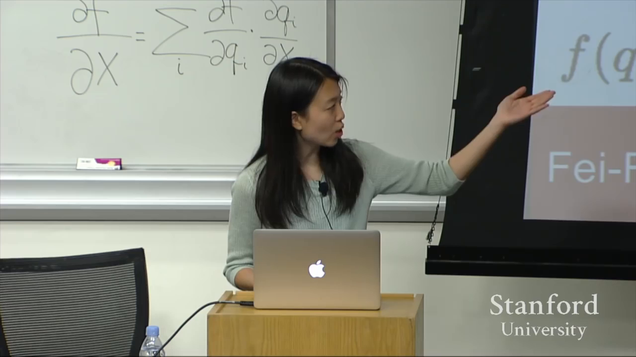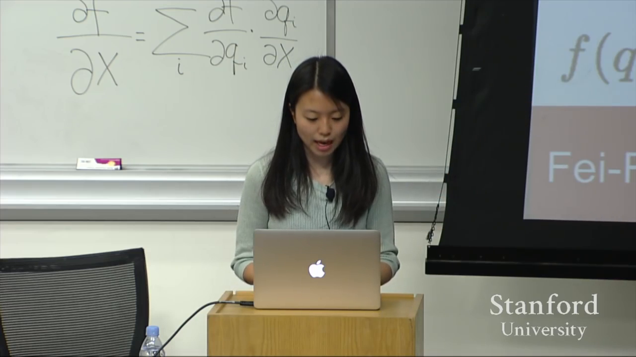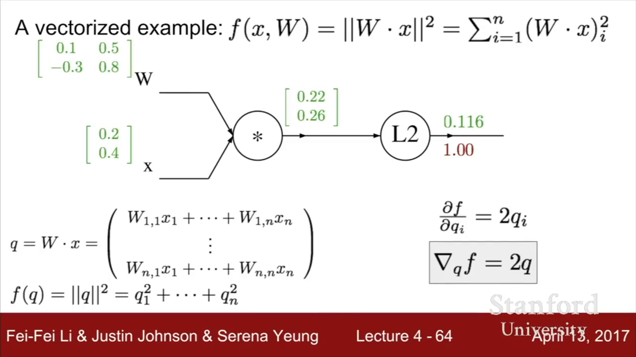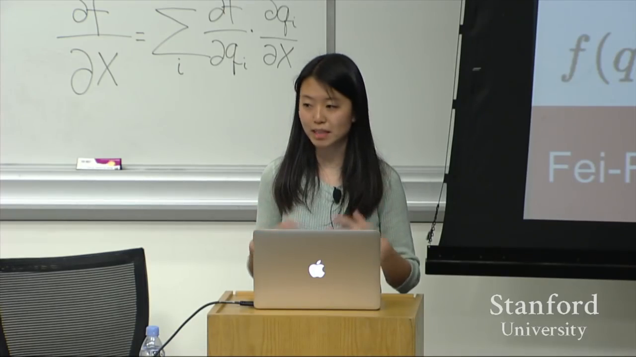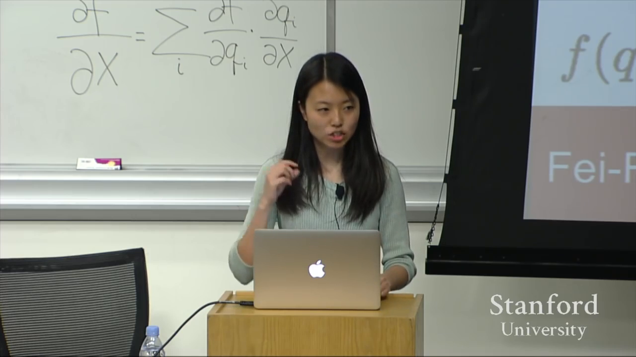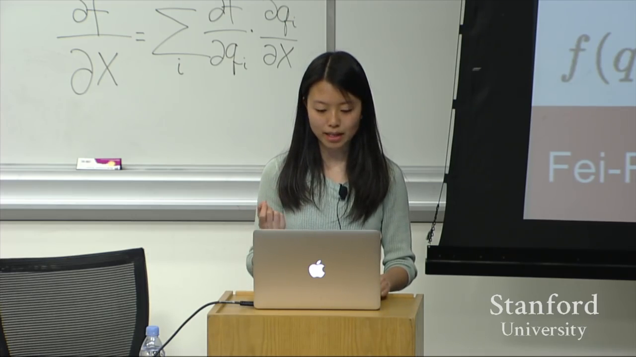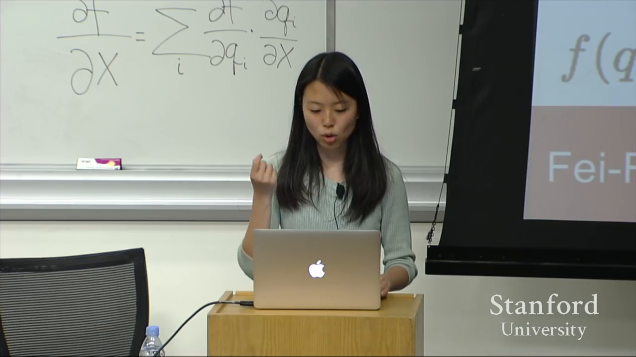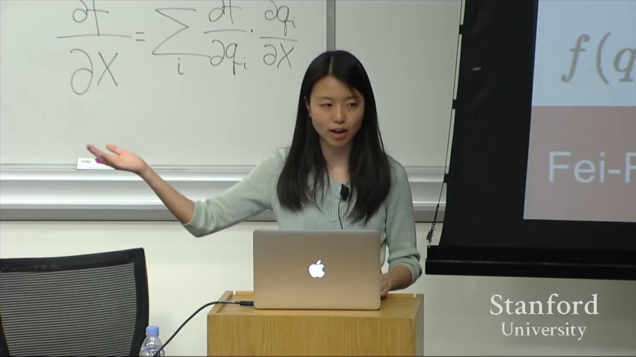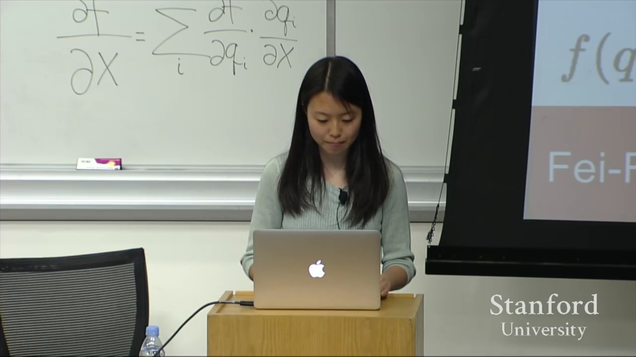We could also write this out in vector form if we want to. It's just going to be 2 times our vector q. And so what we get is that our gradient is 0.44 and 0.52, this vector. You can see that it just took q and scaled it by 2. Each element is just multiplied by 2. So the gradient of a vector is always going to be the same size as the original vector, and each element of this gradient means how much this particular element affects our final output of the function.